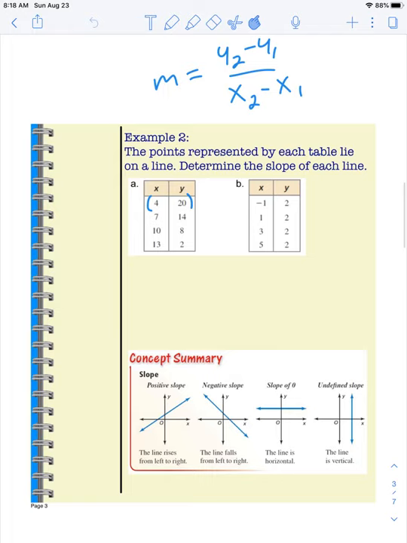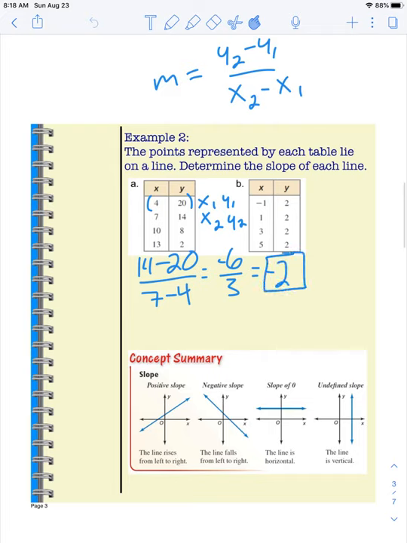All right, so all we got to do now is plug in points. I'm going to use this first one as x1, y1, and then I'll just use the second one as x2, y2. So y2 is 14, y1 is 20. I'm going to say 14 minus 20 over 7 minus 4. 14 minus 20 is negative 6. 7 minus 4 is 3. Negative 6/3 is the same thing as negative 2. So in example A, m equals negative 2.